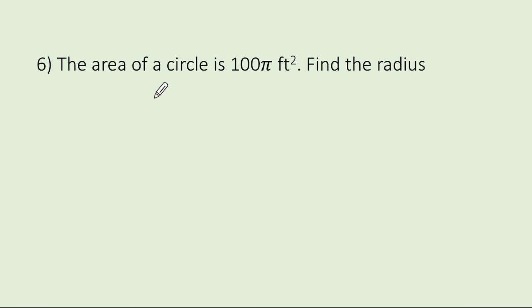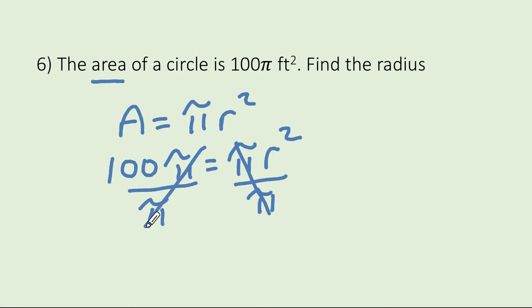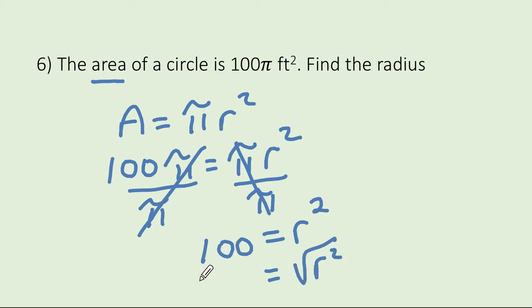Problem 6. The area of a circle is 100 pi feet squared. So we got to start with the area formula. So we're going to put the 100 pi in here. Divide both sides by the pi symbol. Leave the pi symbol in there. Do not be tempted to put in 3.14 because the pi symbols will be eliminated. 100 equals r squared. So we need to take the square root of r squared and the square root of 100, and that makes the radius equal to 10. Okay, and if we wanted the diameter, we just double the radius. Diameter would be 20.